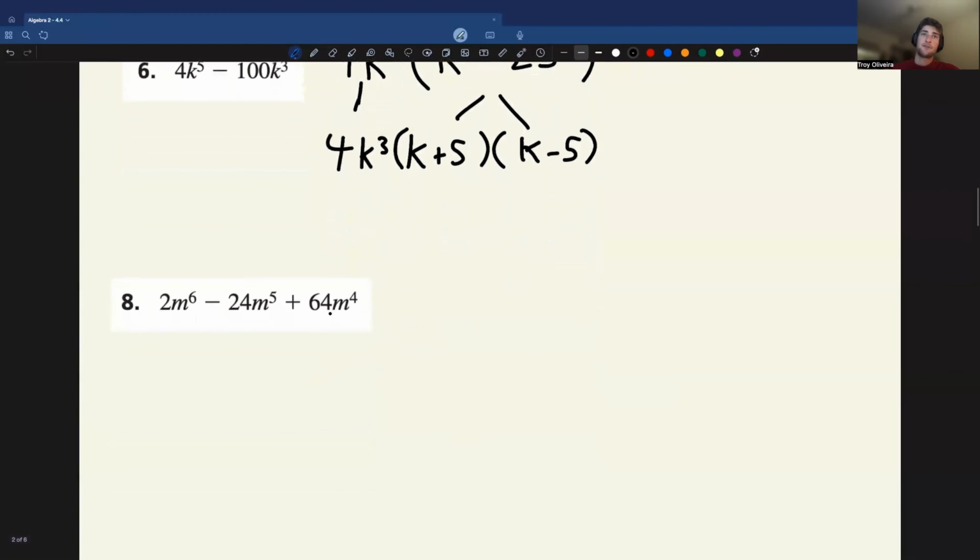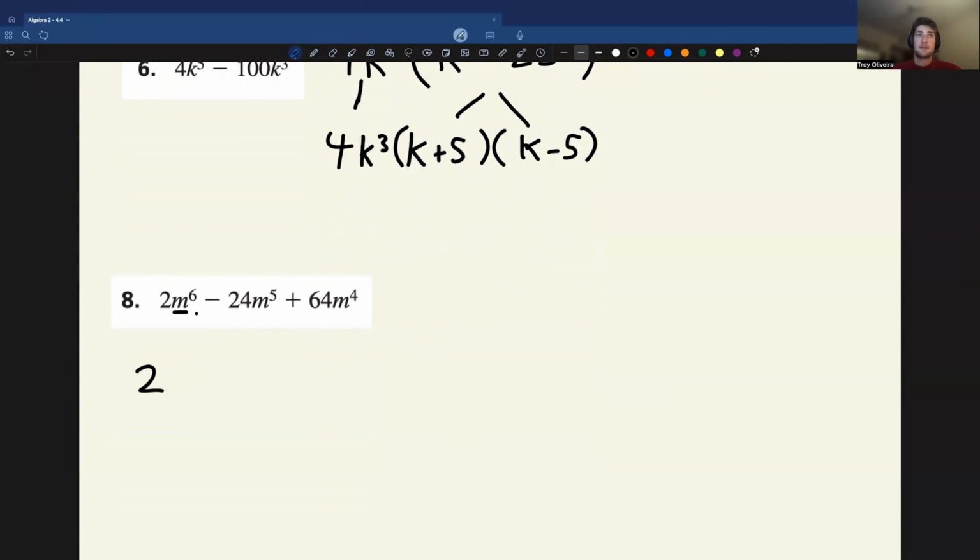Okay, let's quickly go through this last one and then move on to the next technique. So I noticed that they each are divisible by 2 for sure. So 2. And then how many m's do they have? Well, it's as simple as just looking at the lowest degree, right? It's 4 m's at the minimum. So 2m to the 4th. Okay, and now I'm left with m squared minus 12m plus 32.